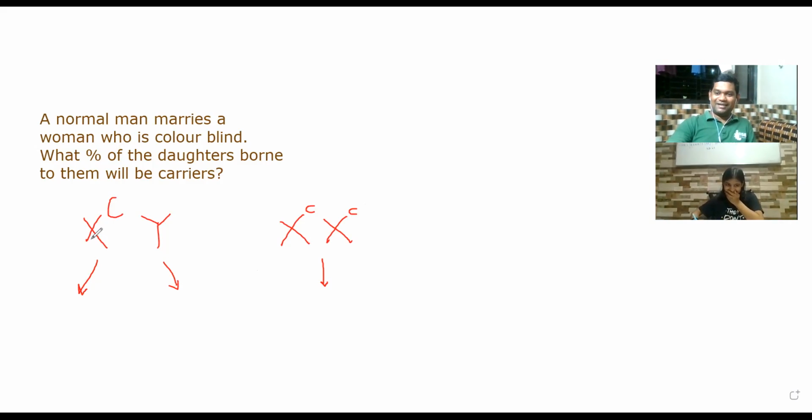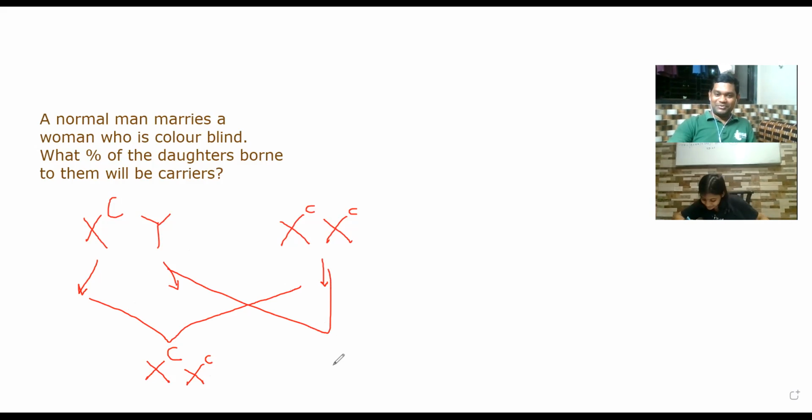So when X with a capital C fuses with X with a small c, इन दोनों के मिलन से जो daughter पैदा होगी, that daughter would be a carrier, 25%. And in the other case, if these two fuse, it will be X with a small c and Y, 25%. These are the types of children born. Is there any other probability? No. Okay, now listen.